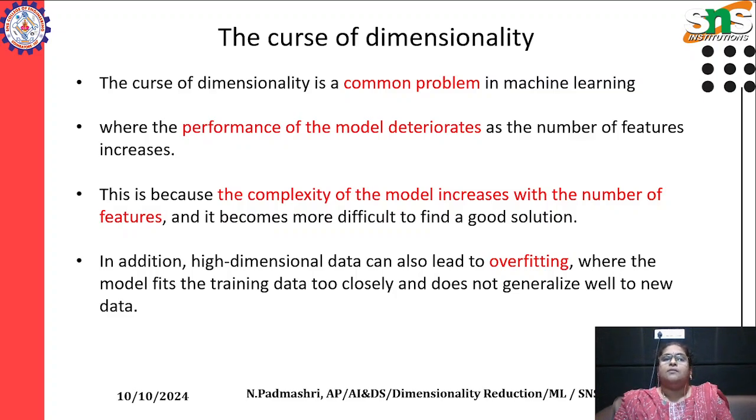What is this? It is where the performance of the model deteriorates as the number of features increases. The performance of the model is reduced when you add more features to your data set. So if a feature is not at all related to the data set, we can just remove it so that your performance will be improved.